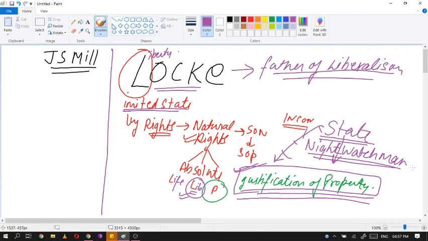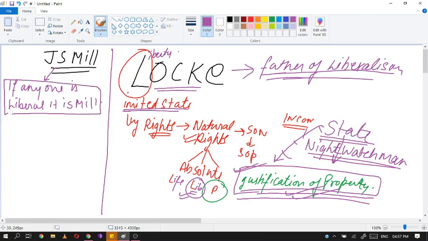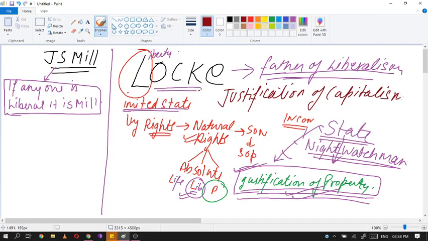No intervention. Now, with that in mind, we will start with J.S. Mill. ठीक है? बिकॉज टू नॉट गेट कन्फ्यूज्ड कि फादर ऑफ लिबरलिज्म तो लॉक है. क्या हो गया उसका? वेरी नैरो एजेंडा था. प्रॉपर्टी ही वांटेड टू डिफाइन, नथिंग एल्स. Whereas J.S. Mill, when we talk about if anyone is liberal, it is Mill. Liberal philosophy, now we are going to understand this. Whole agenda here till now in Locke is justification of capitalism or property, nothing else.